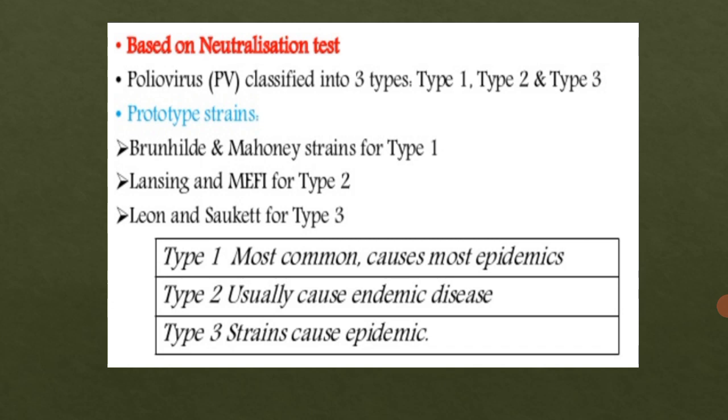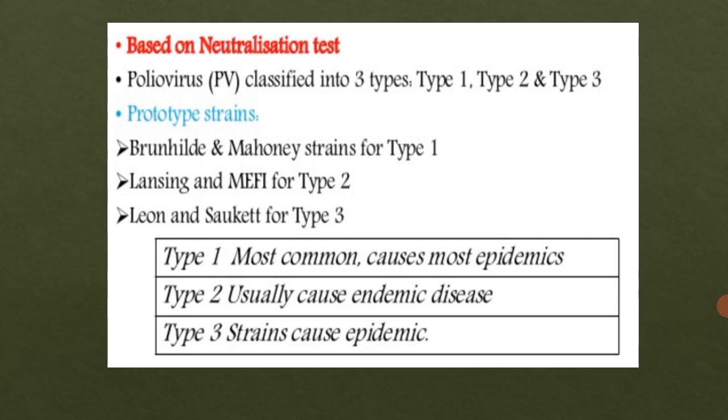Then this classification is based on what? Based on the neutralization test. Now as I mentioned earlier, VP1, which is the viral protein present in the subunit of the viral structure in the capsid, carries the major antigenic site for combination with the type specific neutralizing antibodies.